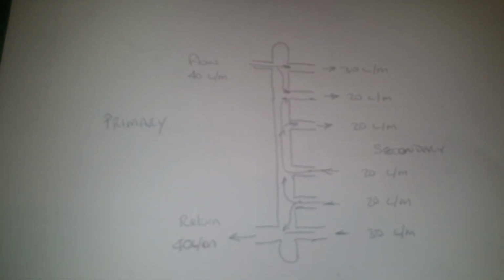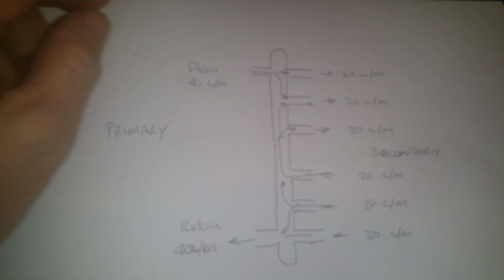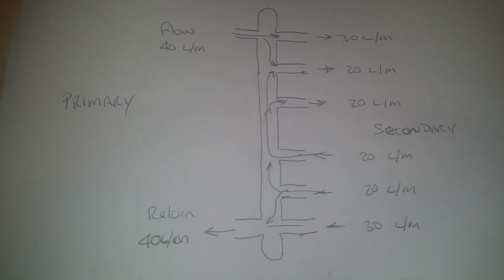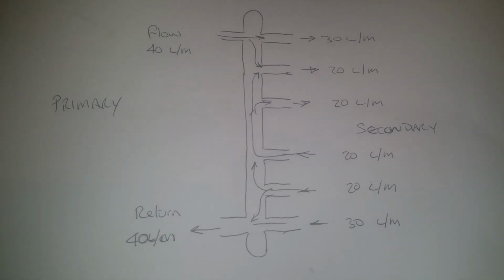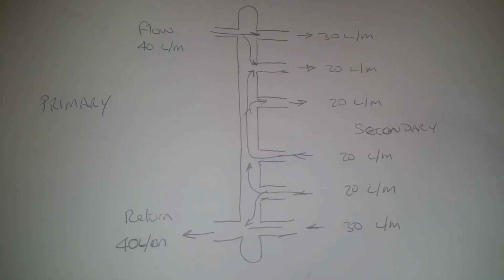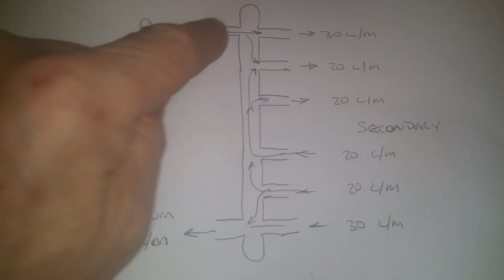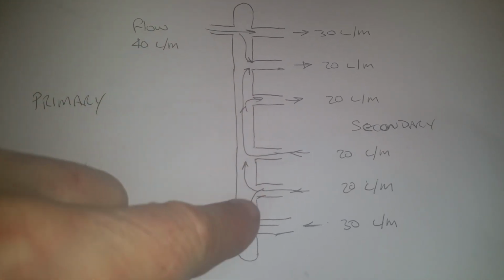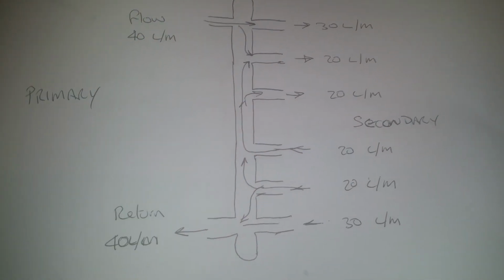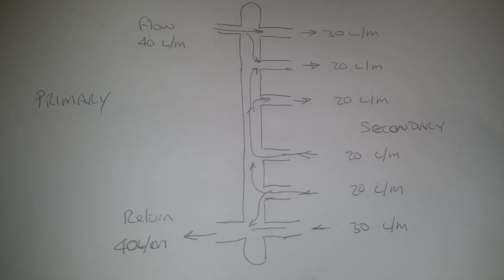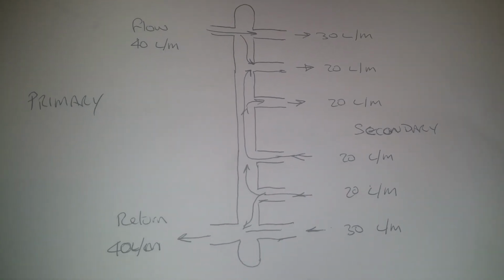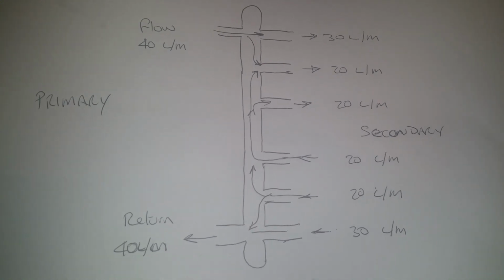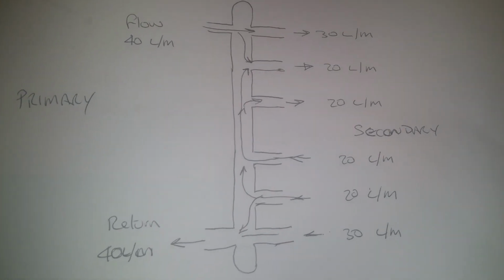Okay, video for Rico, just talking about problems with low loss headers. So the concept of the low loss header is really intended for when the flows on the secondary side are greater than the flows on the primary side. It doesn't have to be that way, but that's the common use for a low loss header.